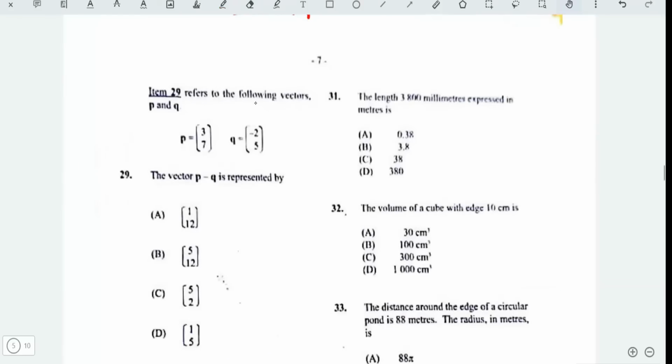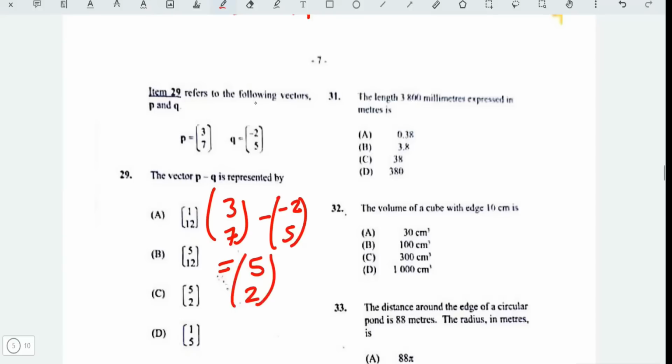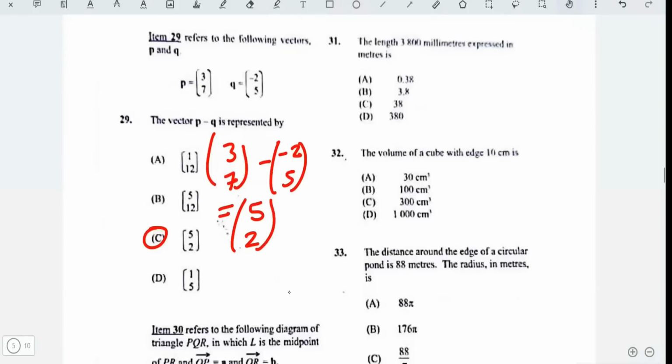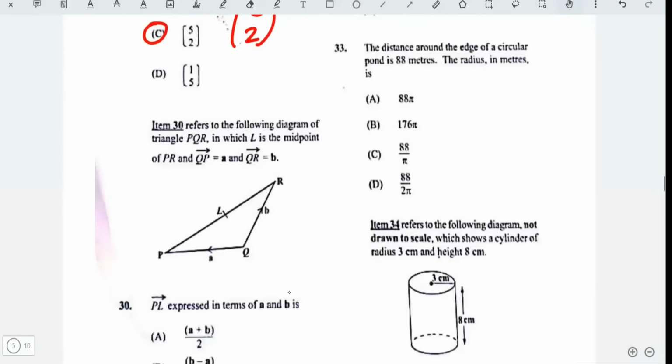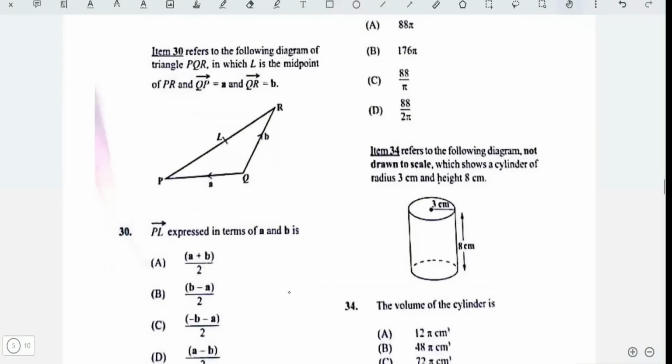Question 29 says, what is vector P minus Q? So we just need to subtract them. So 3, 7 minus vector Q, which is negative 2, 5. Now 3 minus minus 2 is 5. 7 minus 5 is 2. So that's 5, 2. Option C. Nice.